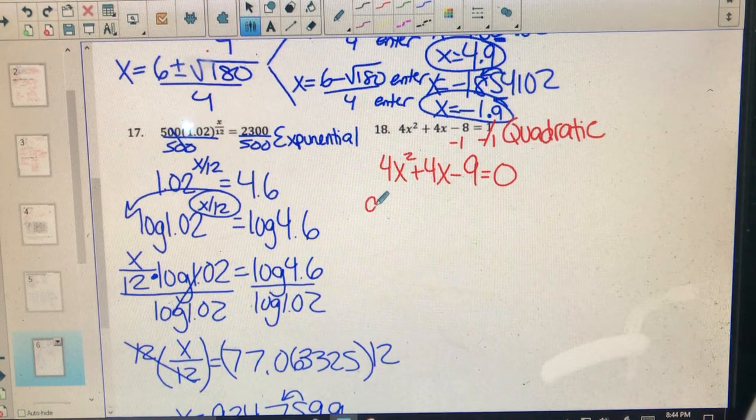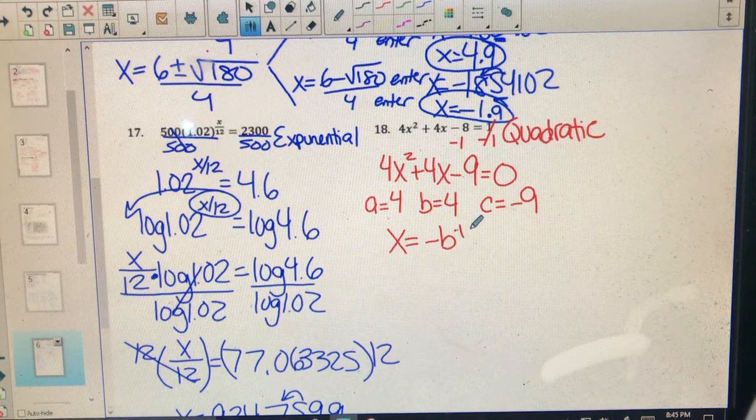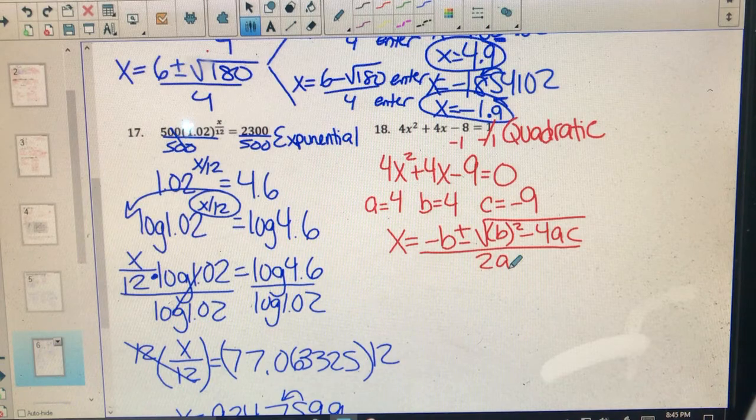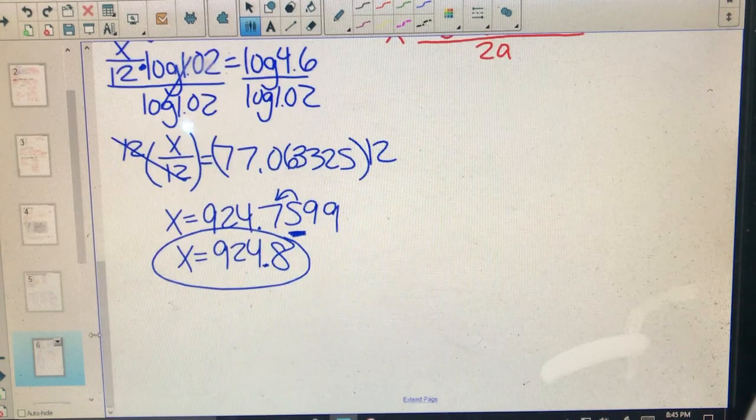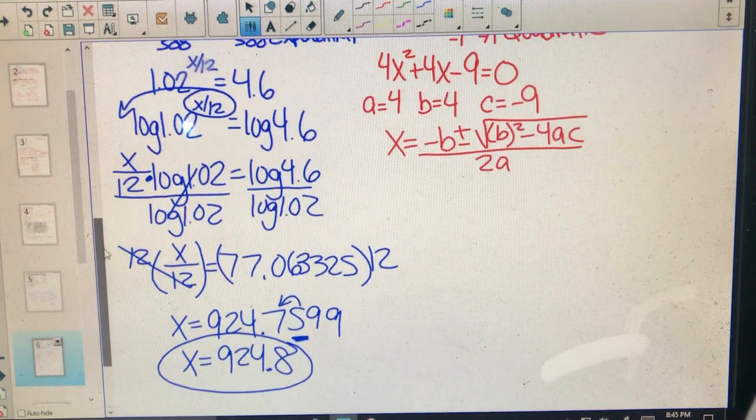So for the quadratic formula, you need to figure out what a, b, and c are. A is the number in front of x squared, which is 4. B is the number in front of x, which is also 4. Be careful with c. It's the number that's by itself. It's a negative 9. Okay. Then I go to my formula sheet, and I copy down the quadratic formula so that I can plug these numbers in. Again, you don't need to memorize that. It's on the formula sheet.